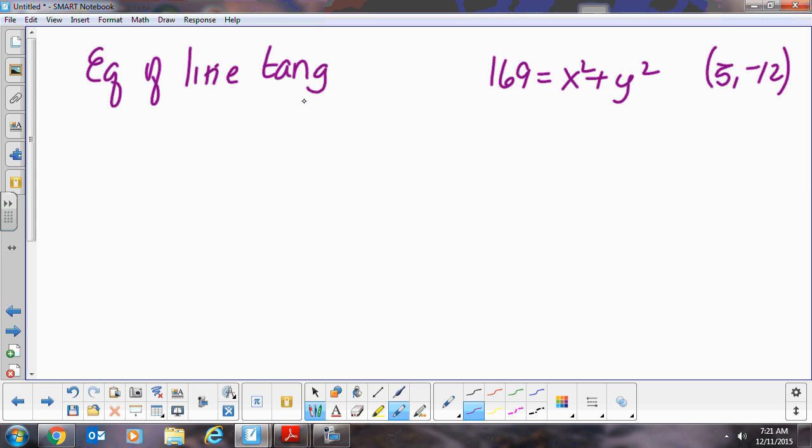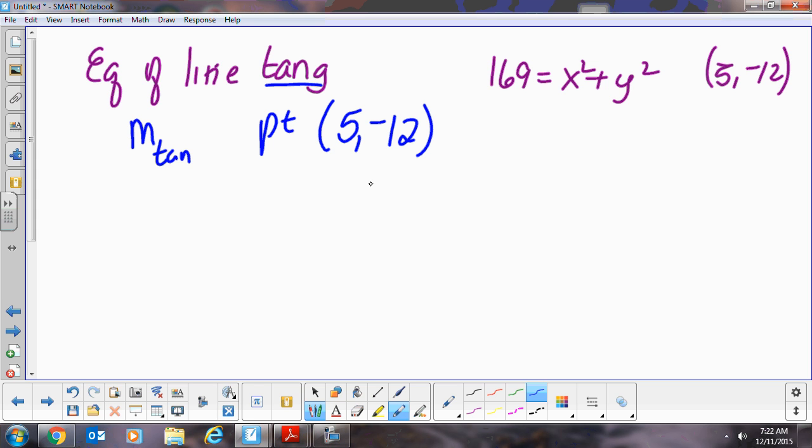If you're writing the equation of a line, what do you need? Slope and a point. All right, in this case, we need a very special slope. What kind of slope? Tangent. Do we have our point? That is 5, negative 12. So what are we going to have to do to find the slope of that tangent line? Implicit differentiation.